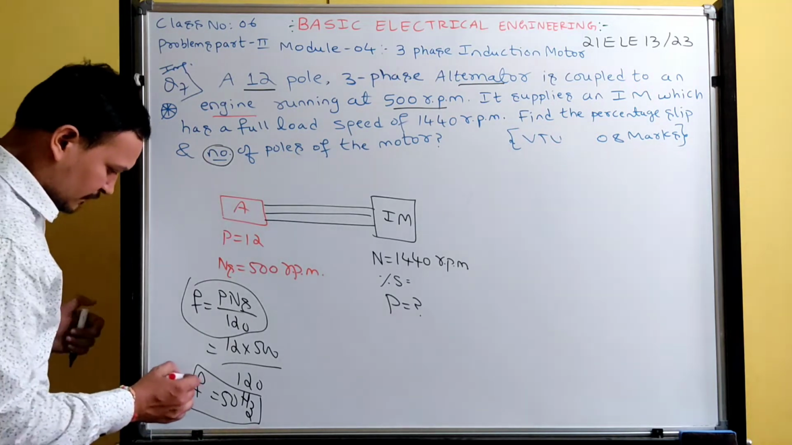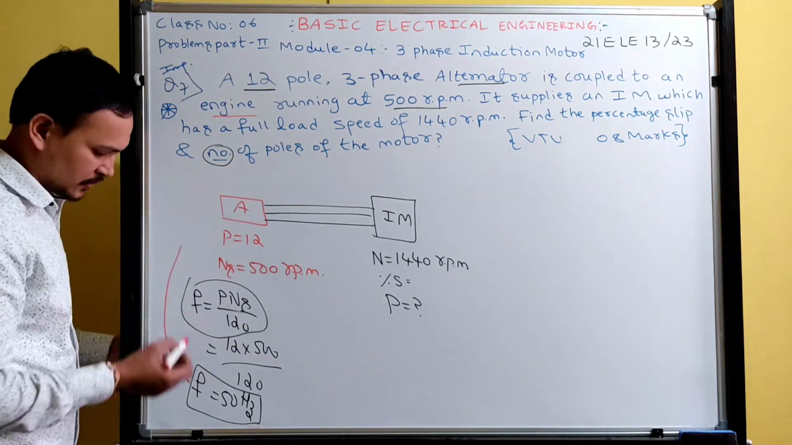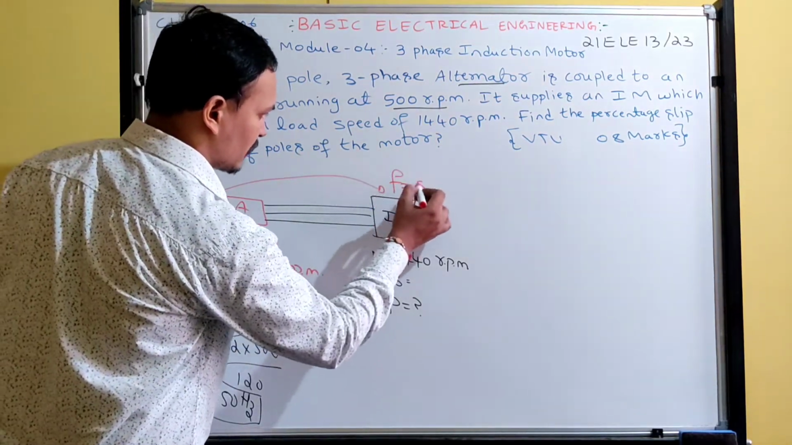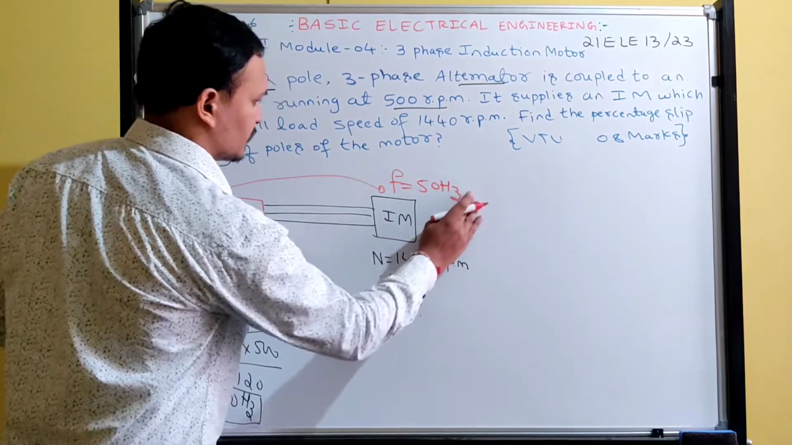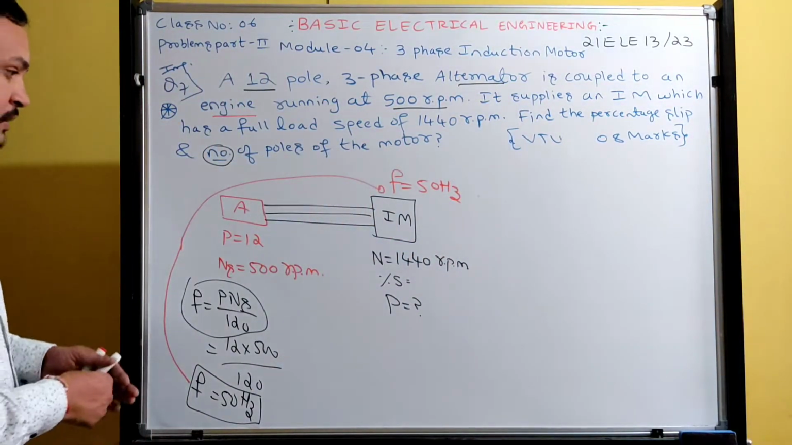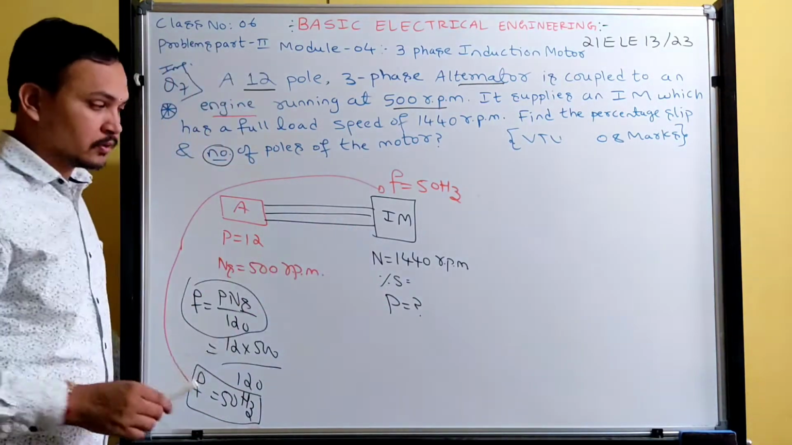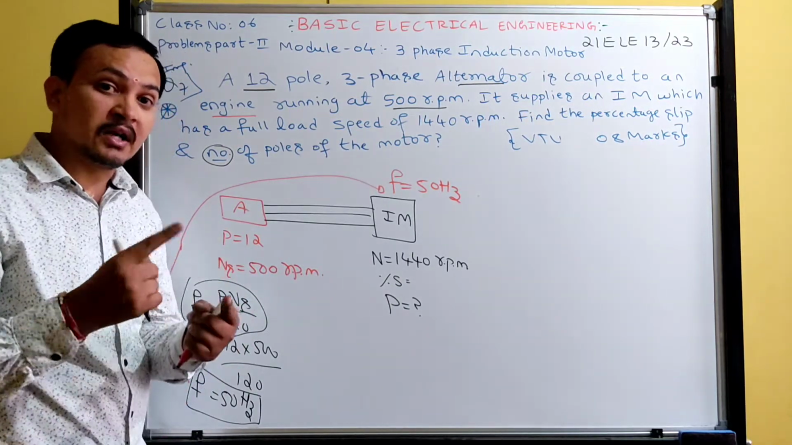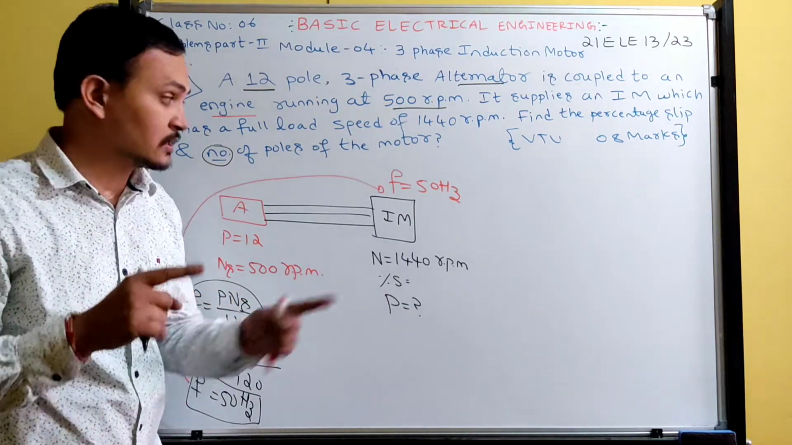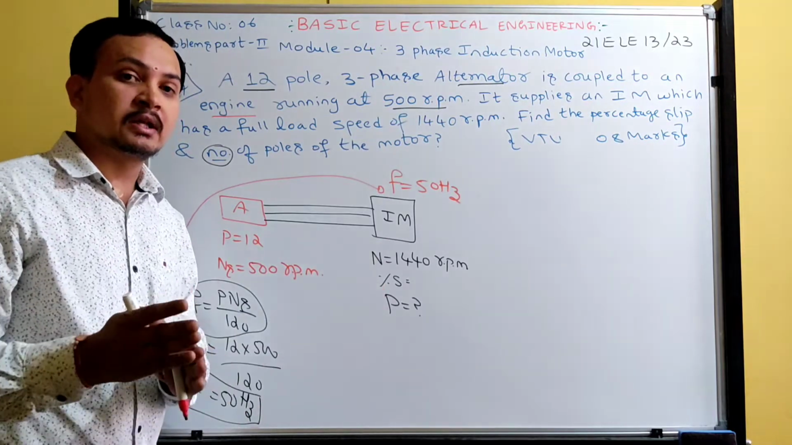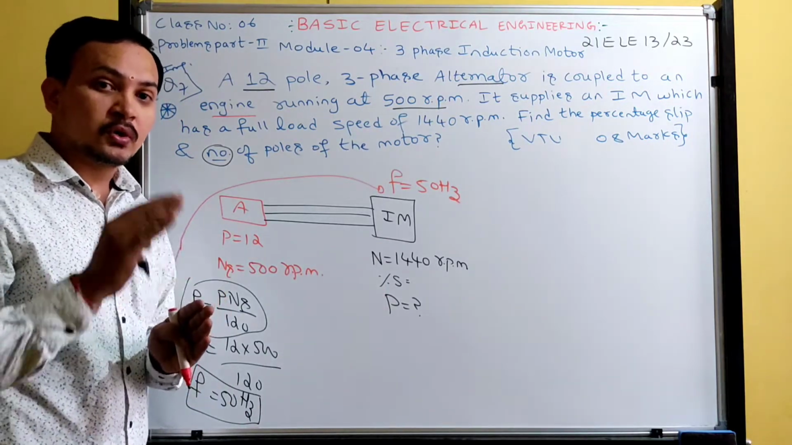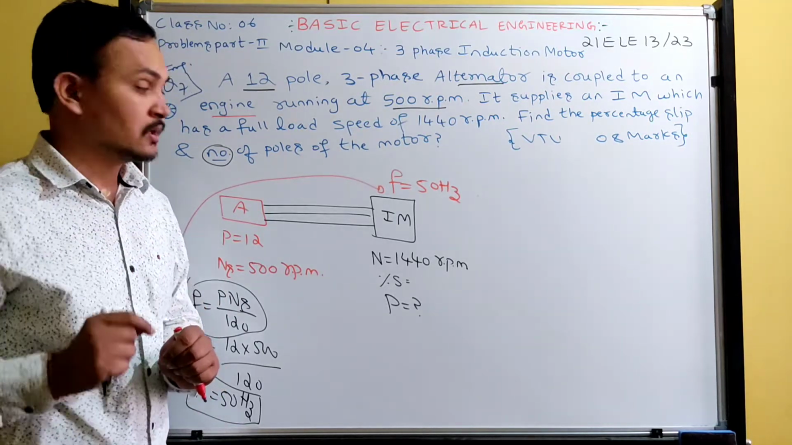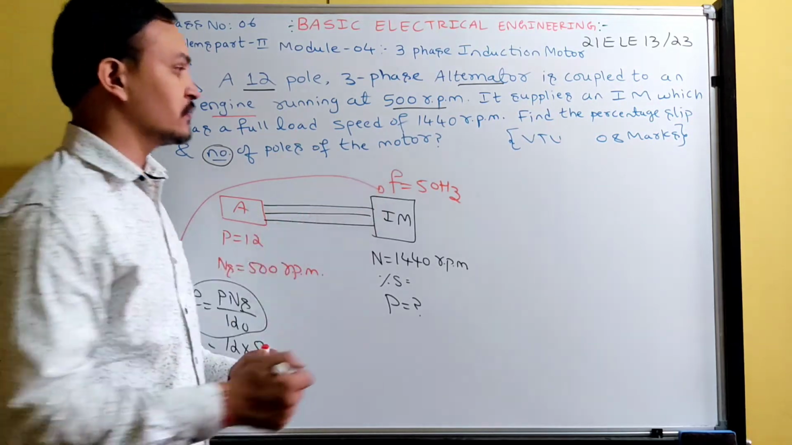Now take this frequency. The alternator produces electrical supply at this frequency. The same supply I am giving to the induction motor. So the induction motor stator frequency will be 50 hertz. Now to calculate the percentage slip, what data is required? We need f_r or f. By knowing the rotor frequency and supply frequency, I can find the slip. Another is the slip formula: s is equal to (Ns minus N) by Ns. For that, I require Ns, so let me find Ns for this.